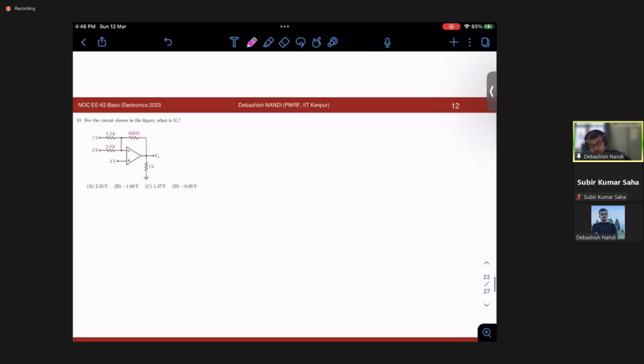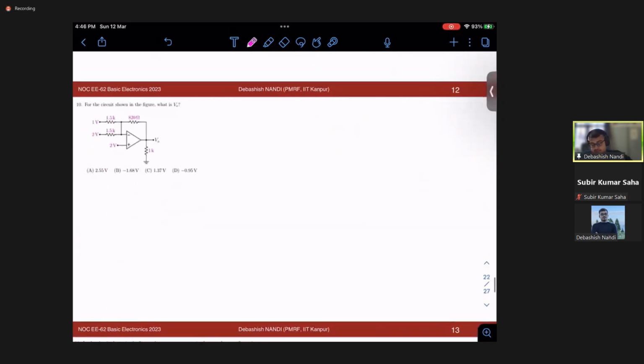Okay, so move on to the next problem. For the circuit shown in the figure, what is V0? They want us to find out V0. You see, again, it is in negative feedback and we are dealing with an ideal op-amp. So this is a virtual short, that means this is 2.